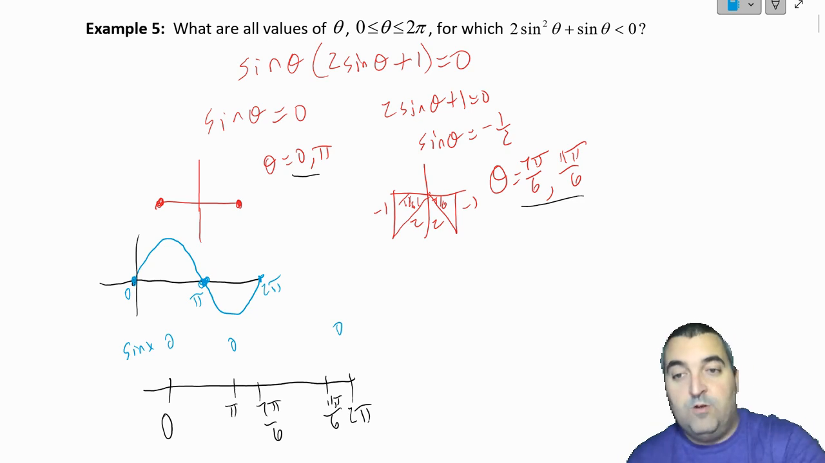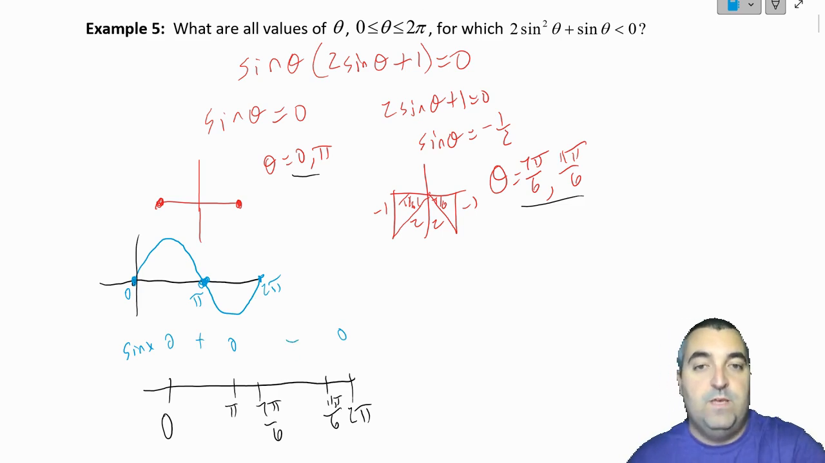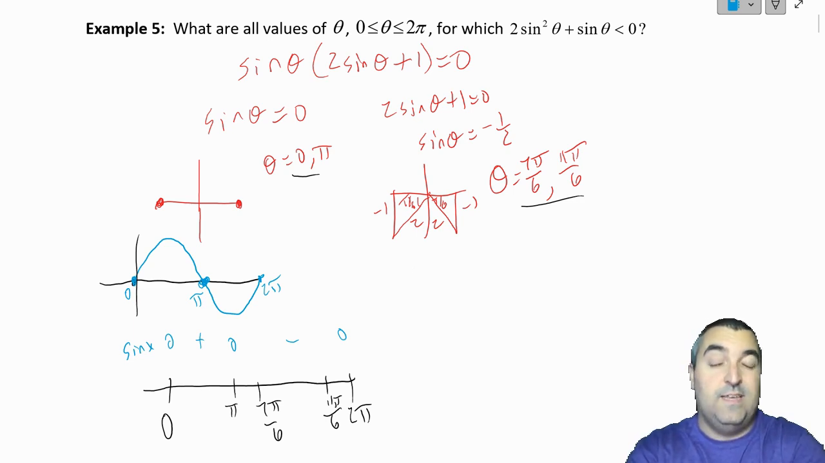So at 0, we have a 0. At pi, we have a 0. And at 2 pi, we have a 0 as well for sine. Then in between, it's positive, and then it goes to negative. We're going to do the same idea here for 2 sine theta plus 1.